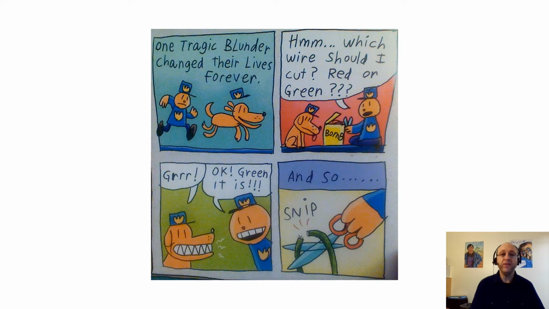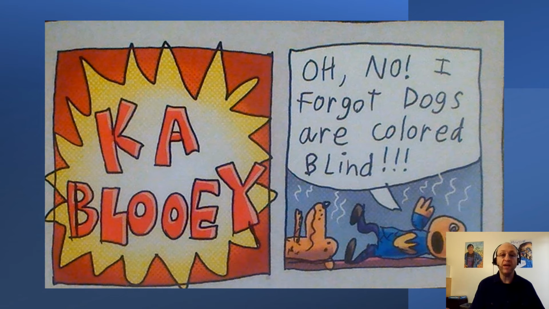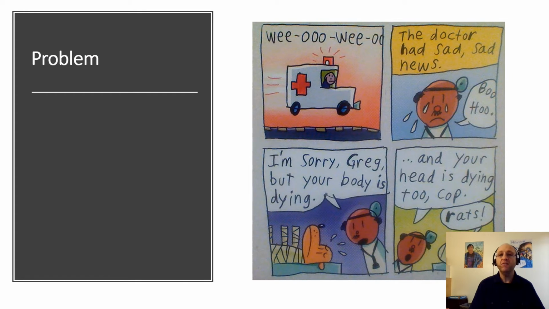And Officer Knight and Greg the dog went after it to see what was going on, and they were trying to figure out which wire to cut. And they snipped the wrong wire. So then we have the problem. Okay, kablooey, the bomb exploded, and here's what the problem is, right?